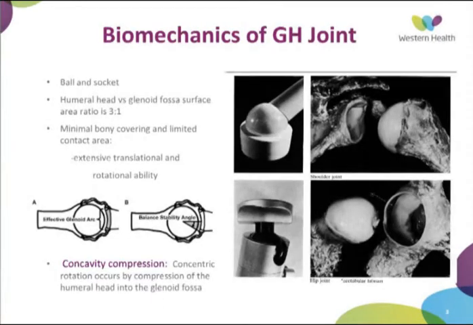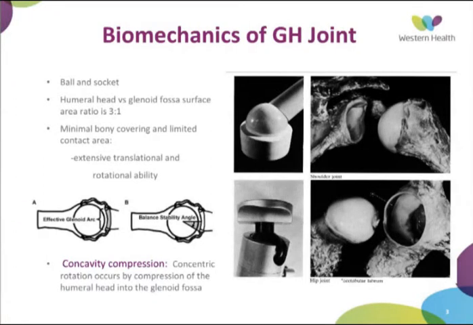In terms of the biomechanics of the glenohumeral joint, it's a ball and socket. One of the characteristics of it is that the humeral head and glenoid fossa surface ratio is about 3:1. It's a shallow joint. It looks like a golf ball and golf tee. Because of this, there's minimal bony covering and limited contact area between the two of them, and that will allow the extensive translational and rotational ability of the joint.